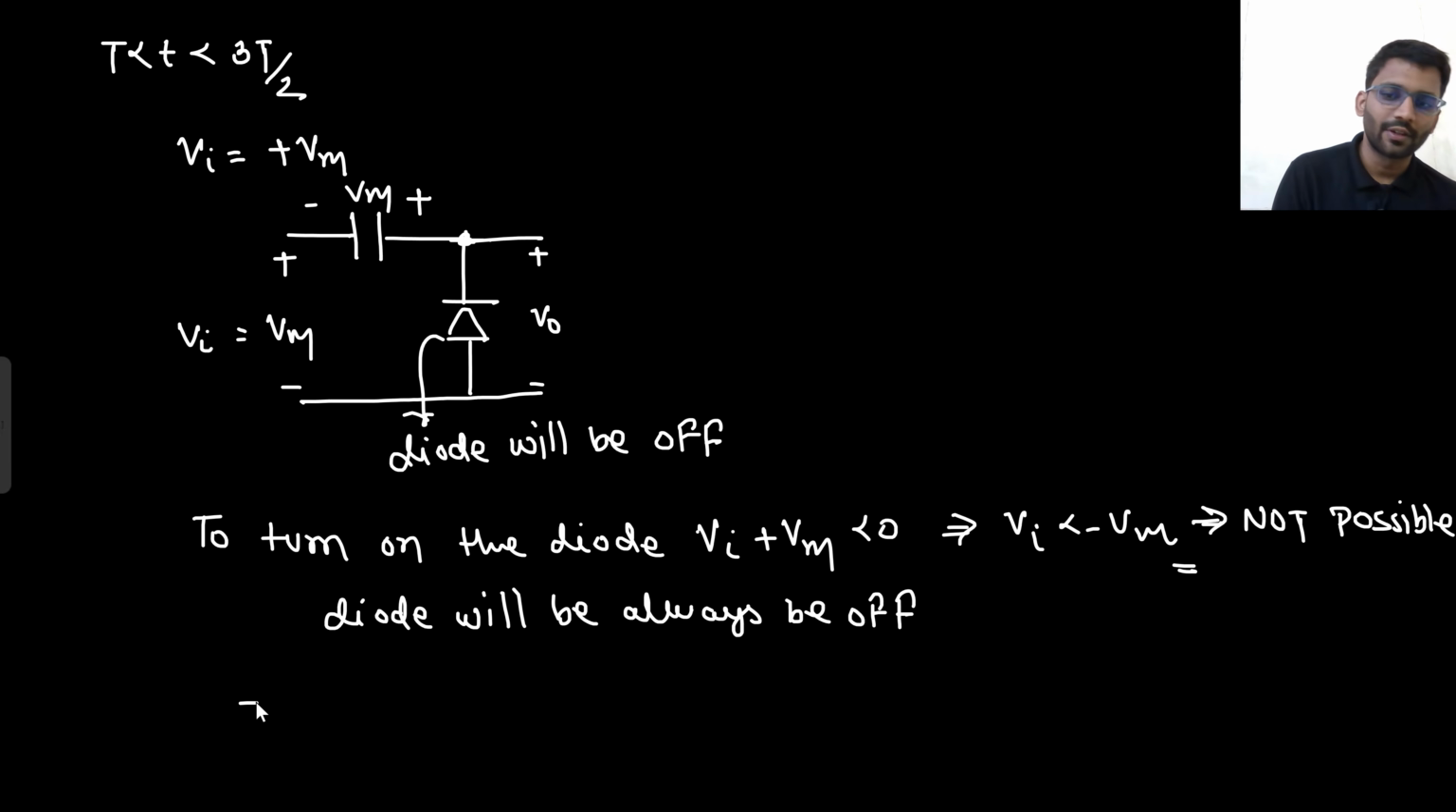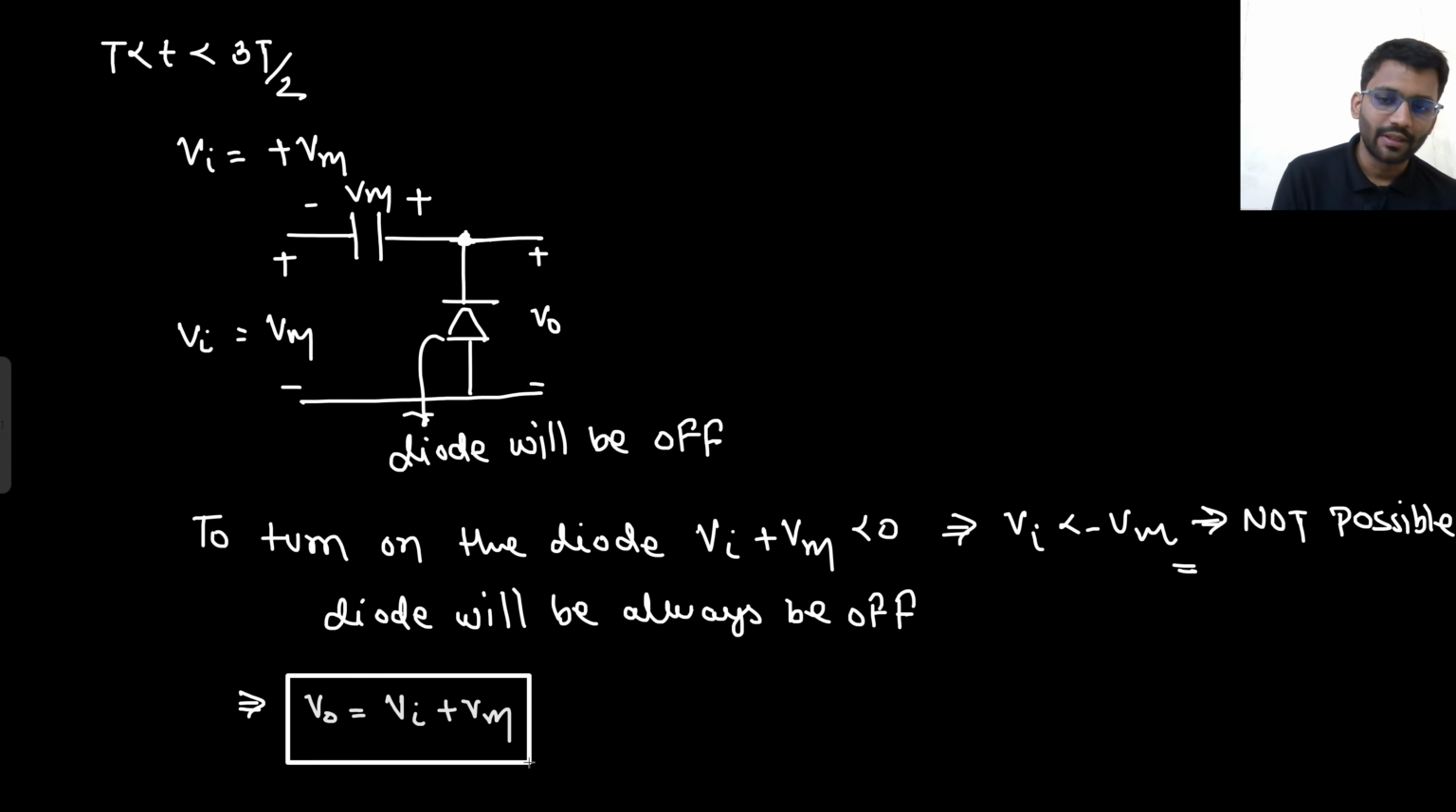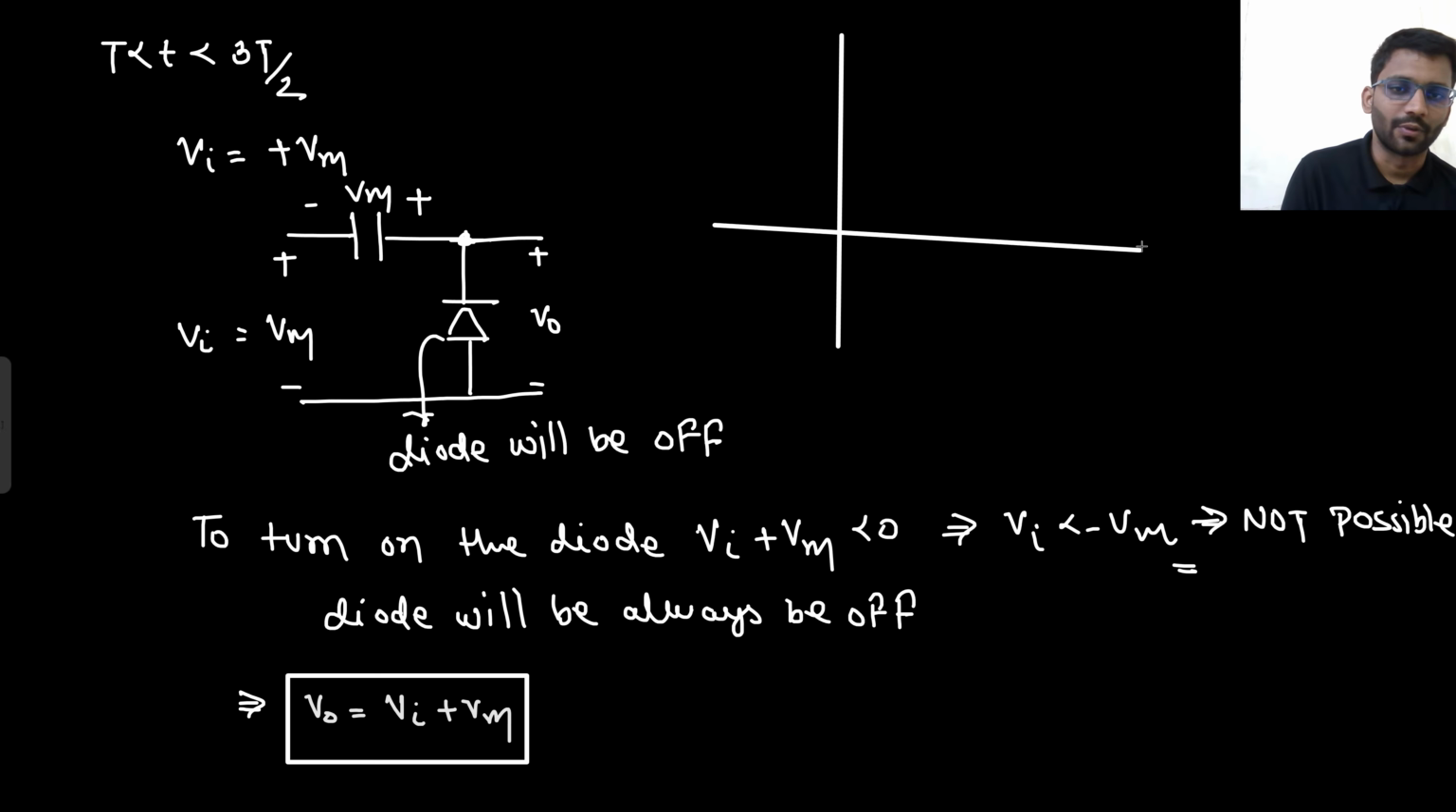So what will be your V naught? V naught will be V in plus Vm. So simply your input will be increased by Vm. So we can draw the final output.